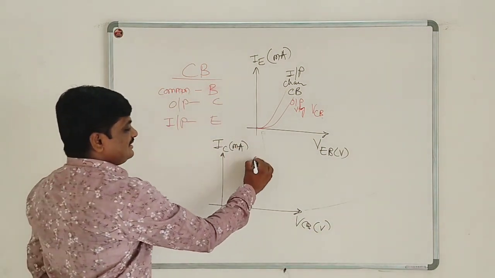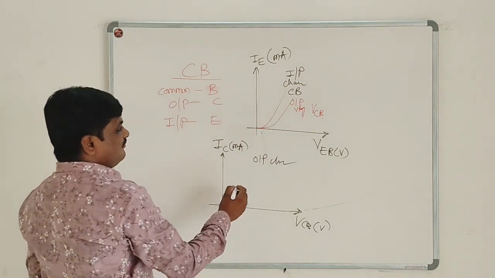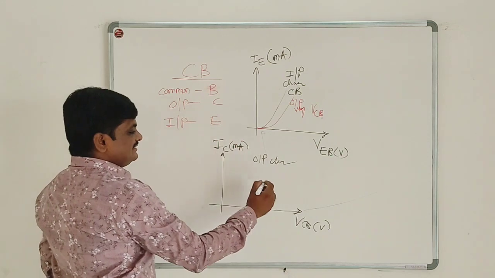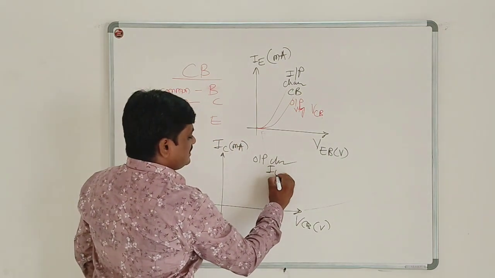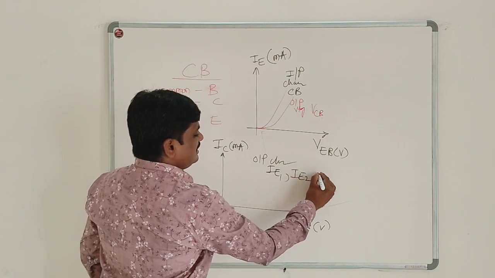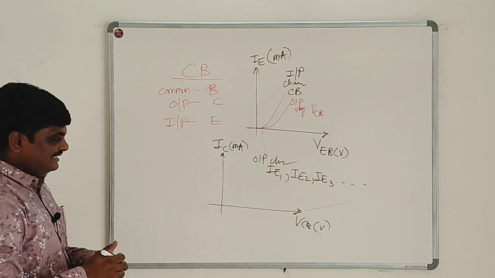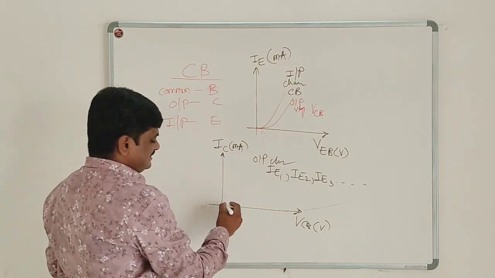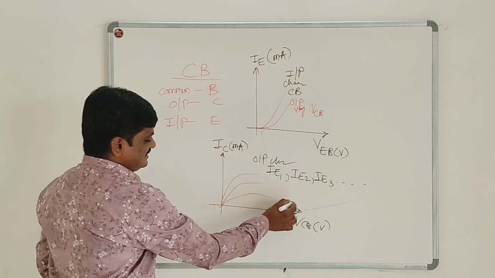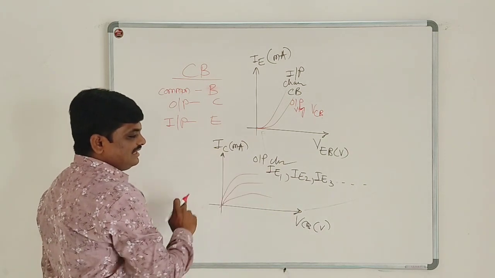And here you'll get the output characteristics for different values of input current. So here the input current is I1, I2, I3. You will get different characteristics. I am showing here the rough characteristics, right? So you will get first characteristics, second characteristics, third characteristics. One is for I1, second is for I2, third is for I3.